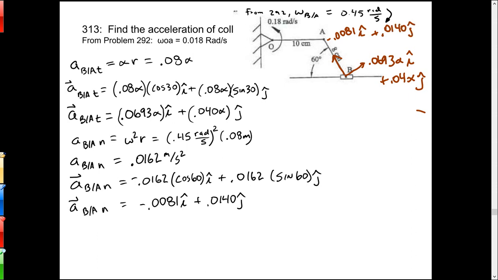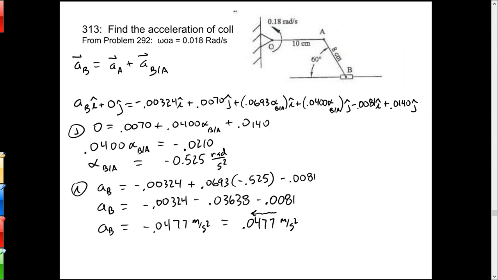There we go. All right. So these rotational accelerations have normal and tangential components. Now once you've got all that figured up, it's just a matter of putting everything together. You're going to do this relative acceleration equation.